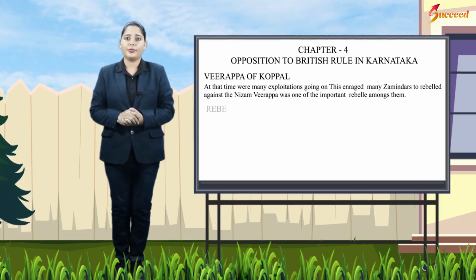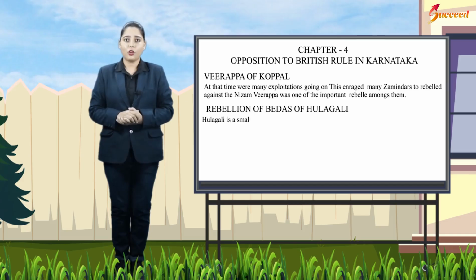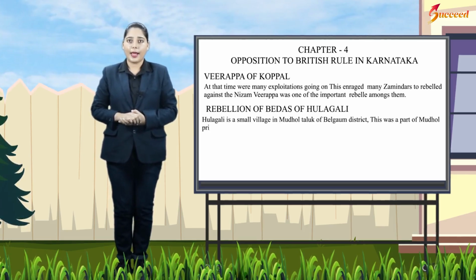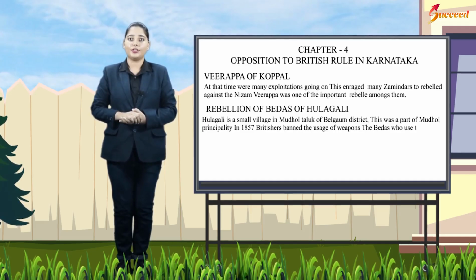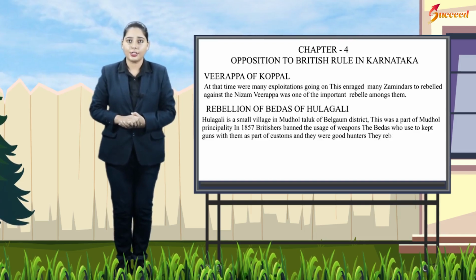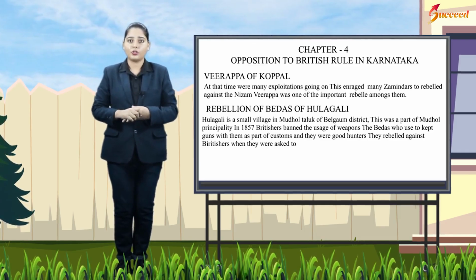Next comes the rebellion of Bedas of Hulagali. Hulagali is a small village in Mudhol Taluk of Belgaum district. This was a part of the Mudhol Principality. In 1857, Britishers banned the usage of weapons. The Bedas, who used to keep guns with them as a part of their customs and who were very good hunters, rebelled against Britishers when they were asked to surrender their firearms.